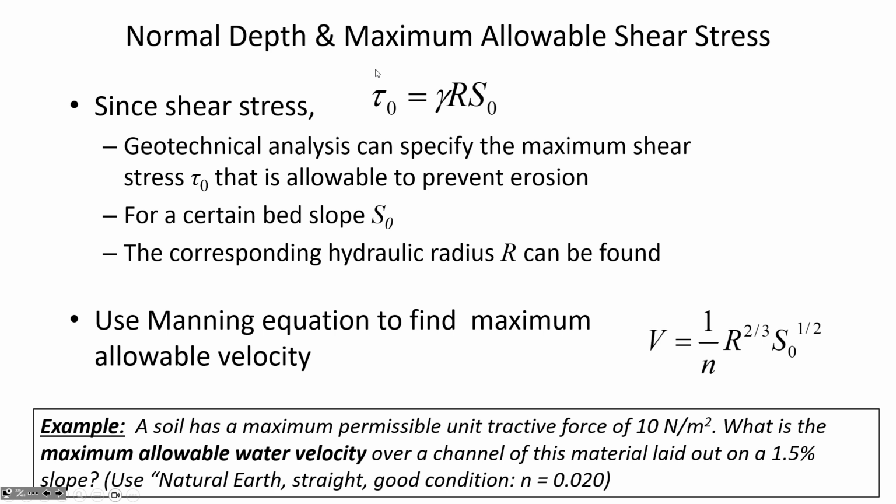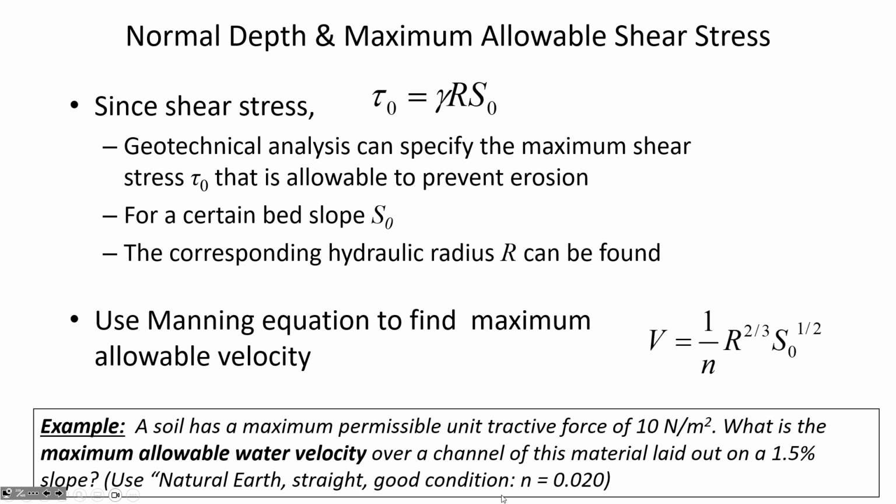So just as an illustration of how this fits together, what we could do is we could say maybe through geotechnical testing, we've determined that soil has a maximum permissible unit tractive force of 10 newtons per meter squared. And then beyond that, the soil is going to come loose and be carried away by the fluid. So what if we wanted to calculate what's the maximum velocity that would be allowed if this is going to be put out on a 1.5% slope, and then we know the n value of the channel is 0.02 because it corresponds to natural earth, which is straight and in good condition.